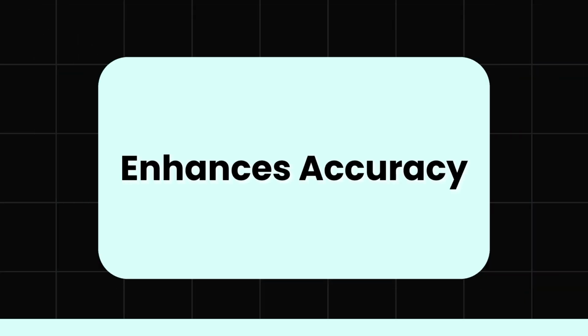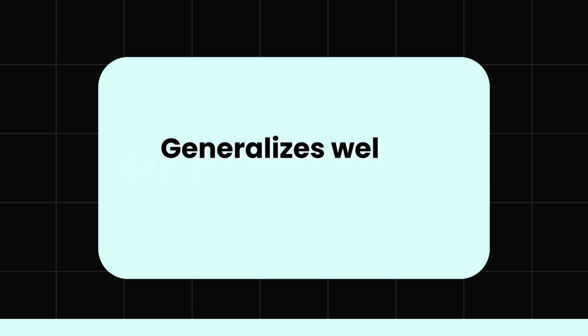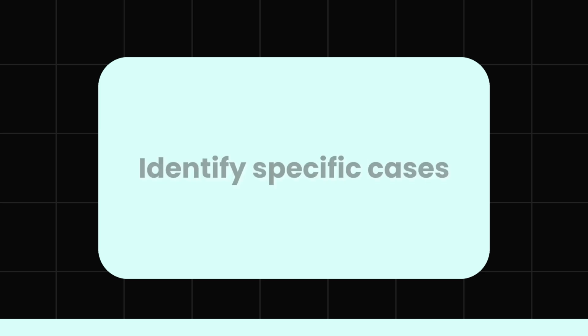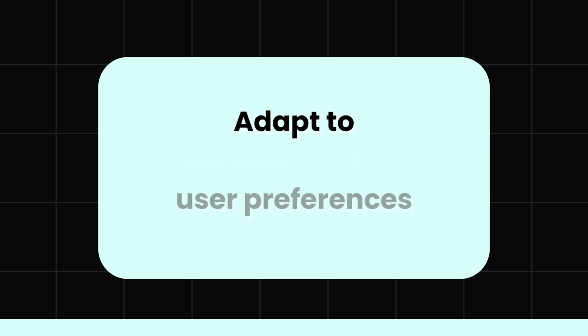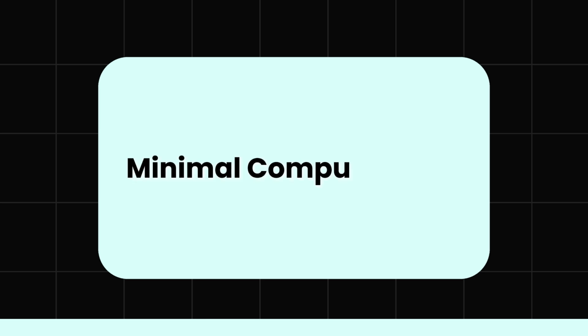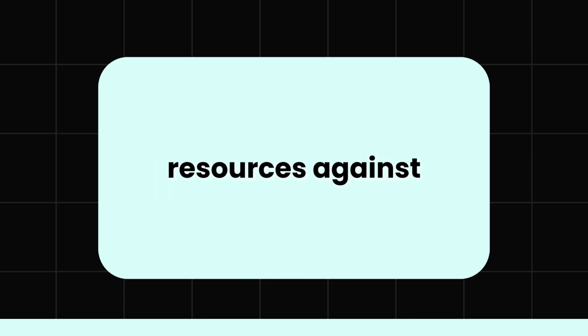So the importance of this training pipeline is that, number one, it enhances the accuracy on the reasoning tasks. So the model will be able to generalize well to unseen data through metrics such as the accuracy, F1 score, recall, and precision. And then it's going to identify the specific cases where the model fails. Secondly, it's going to align with the social values, whereby stakeholders will be able to understand how the model makes the decisions. Then it's going to adapt to user preferences. And finally, there will be minimal computational resources used against the pre-training.